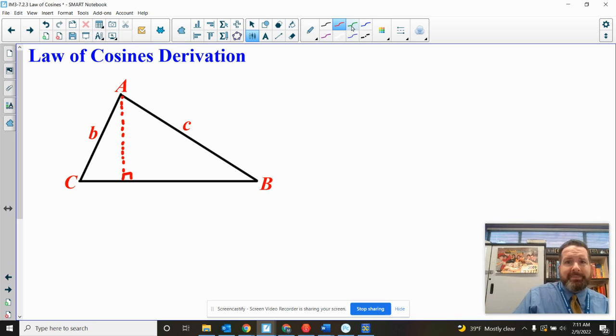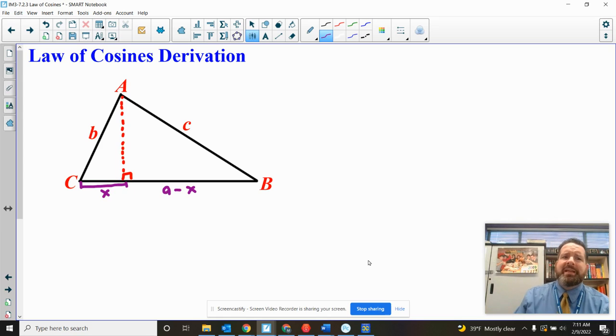Now what that means is this bottom side is actually going to be divided into two parts. Let's call this part here x. That would mean that the remaining portion is side a, lowercase a, minus that x bit. So it's a minus x.